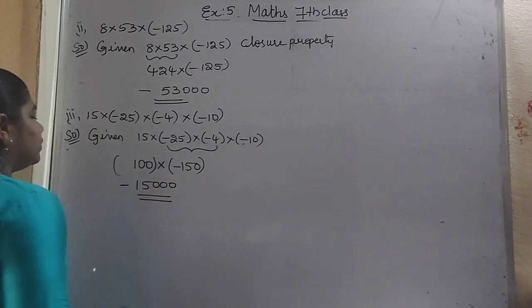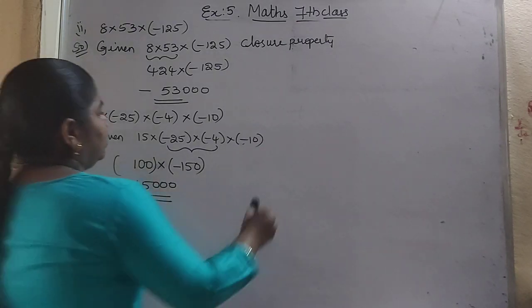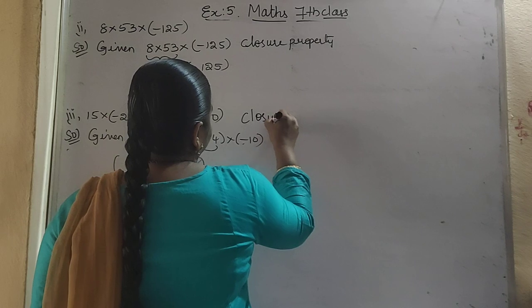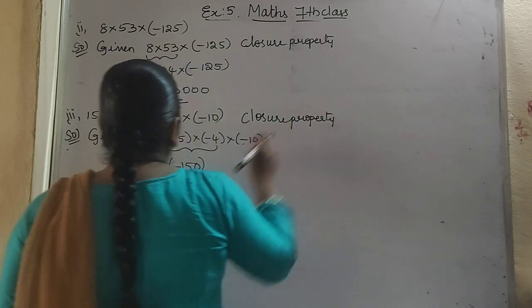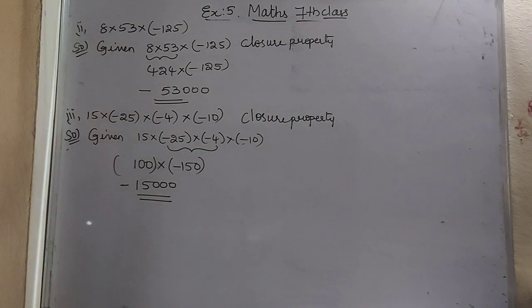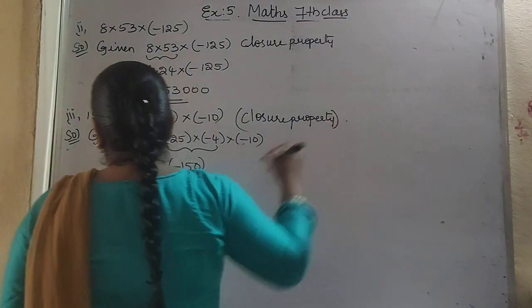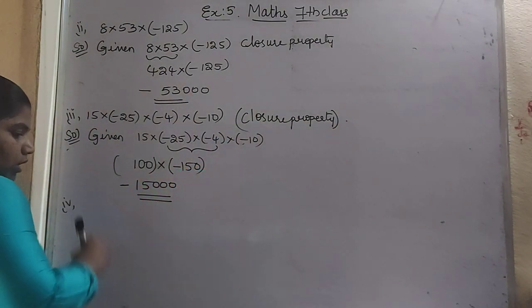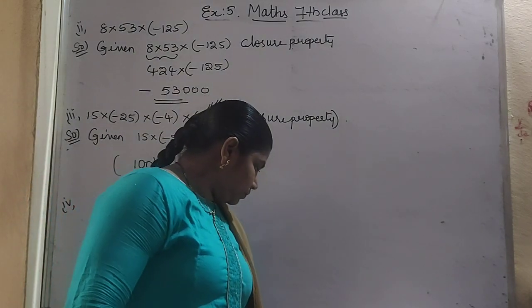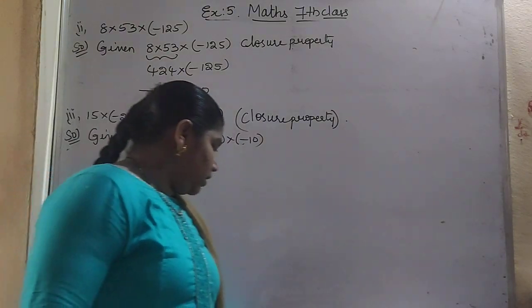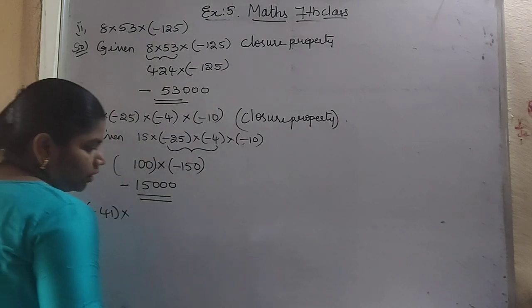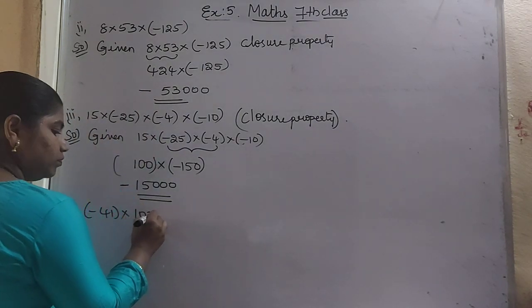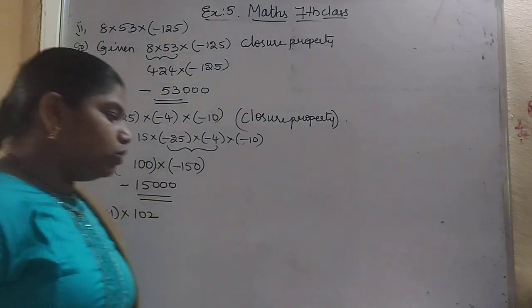So what is the result for this? Minus 15,000. Here we have used the closure property. Product of three integers, again the result we got is an integer itself. So this is by using closure property. Next, fourth one. Minus 41 into 102. Minus 41 into 102.